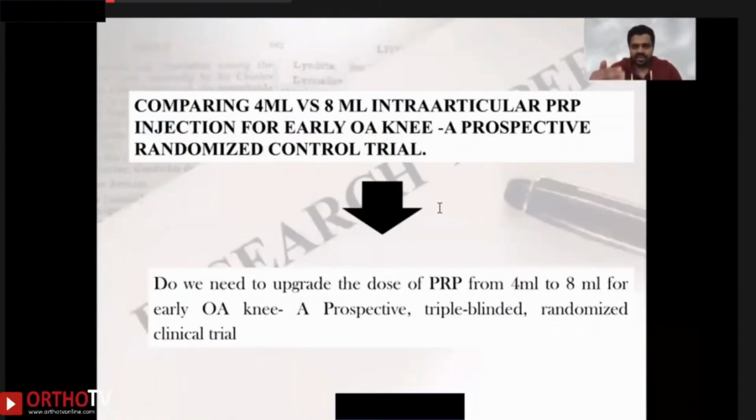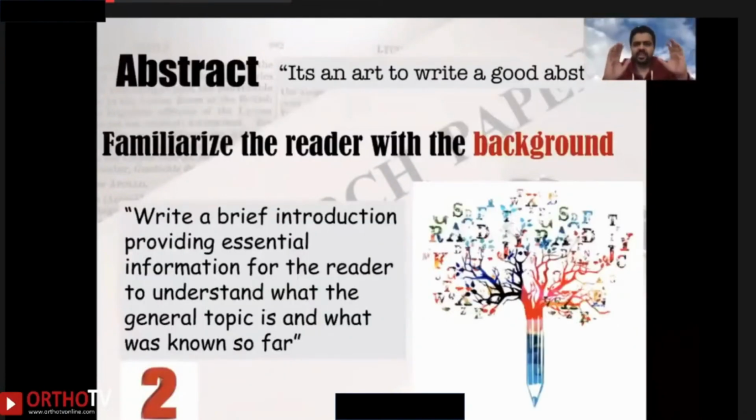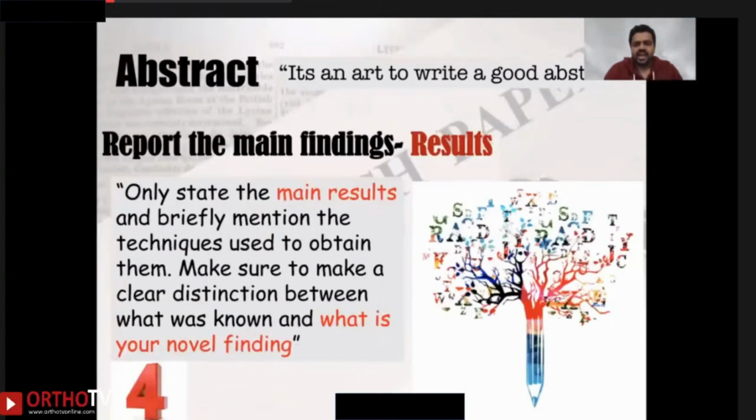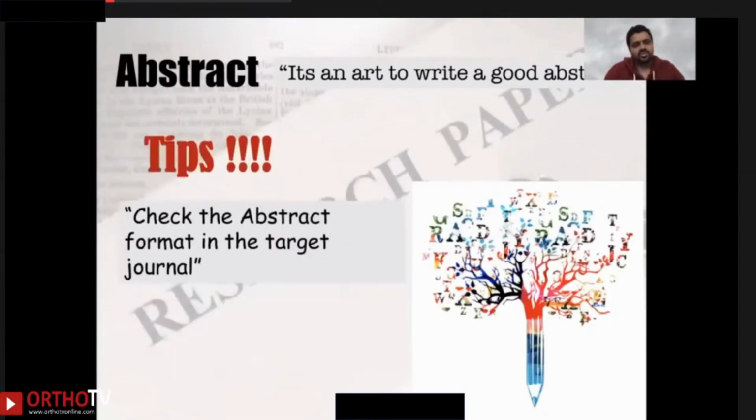For an example, you read these two titles, it's the same, but how we can change. Comparing 4 ml versus 8 ml intraarticular PRP injection for early ONFH, a prospective randomized controlled trial. But how about this? Do we need to upgrade the dose of PRP from 4 ml to 8 ml for early ONFH, a prospective triple blind study? So this is exactly how you have to take time and be creative in abstract and title. Then the rest of the abstract is a standard background, the aims, the results, and the conclusion.